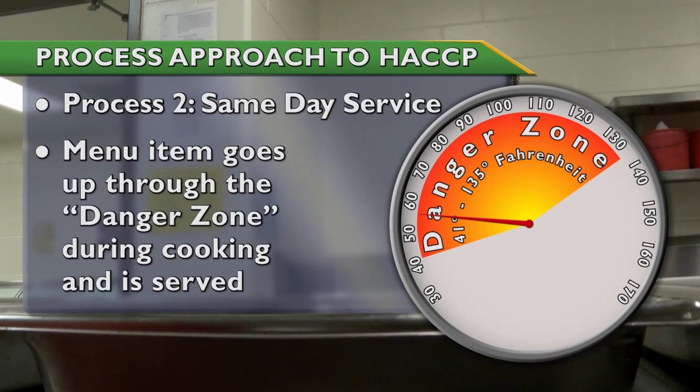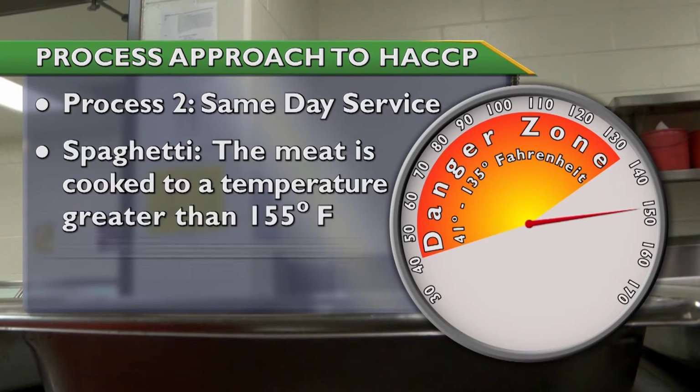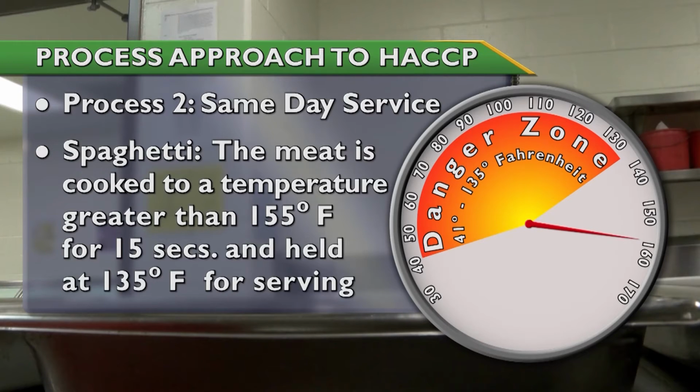For same-day service food preparation, the menu item goes up through the danger zone during cooking and is then served. An example would be spaghetti. The meat would be cooked to a proper temperature of greater than 155 degrees Fahrenheit for 15 seconds, and held at a temperature greater than 135 degrees Fahrenheit for serving. Any unserved portion of the spaghetti is discarded.